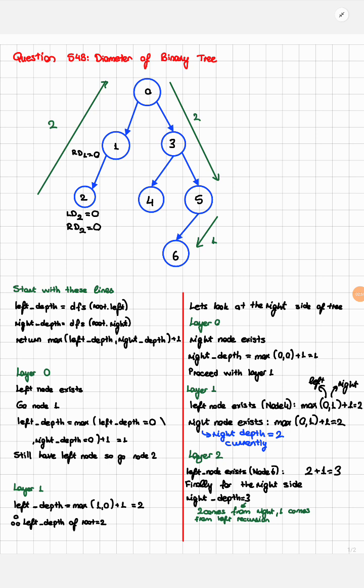Now, the question asks us to find the diameter, or the longest path, of a binary tree. How can we do that? We can assign a global variable and record the maximum of left and right depth. In each layer, we can combine these values and compare that value with the previously recorded diameter. We need to do this in each recursion because the longest path may not pass through the root node.